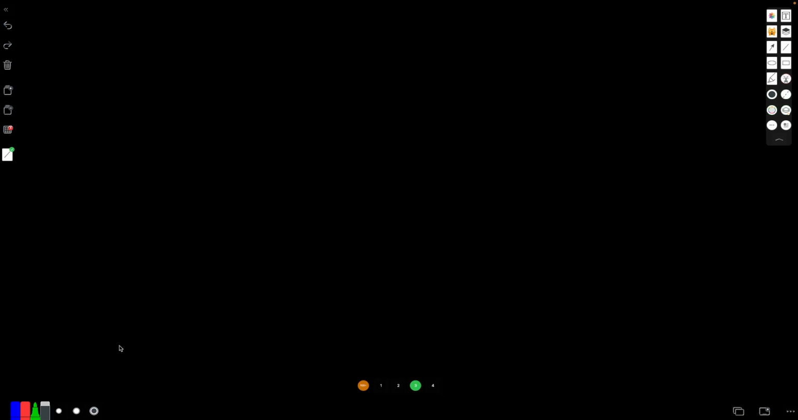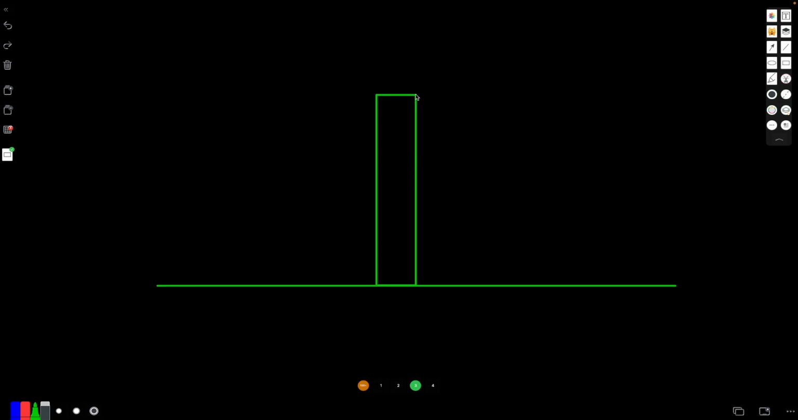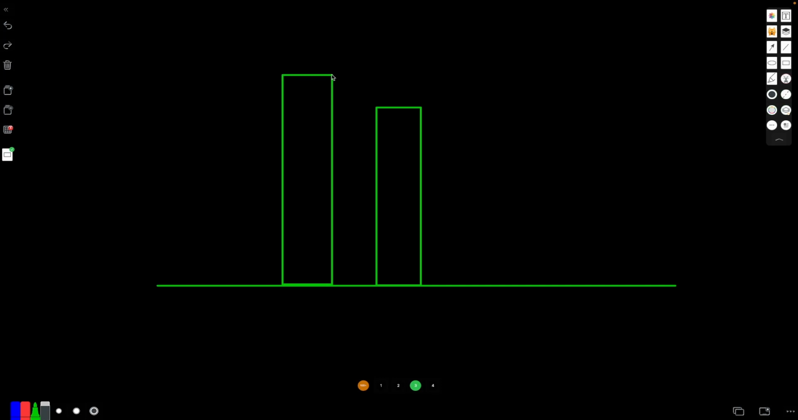So first thing I'm going to do for my drawing here is draw my base. And this base, this green line, represents 0 feet MSL. And so let's add some columns of air. This will be the middle column, and then we'll have a slightly taller column and a slightly shorter column.